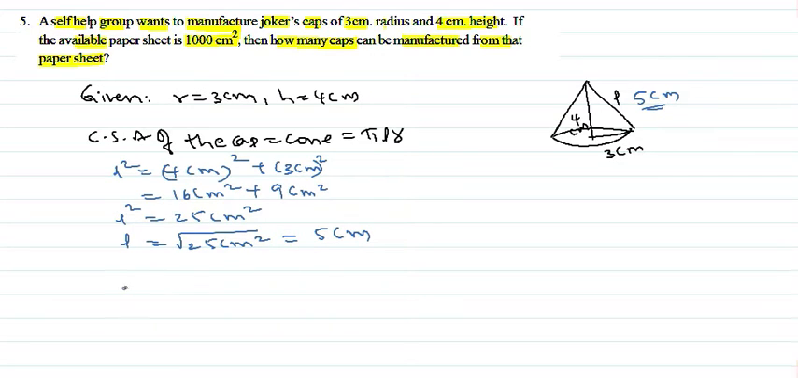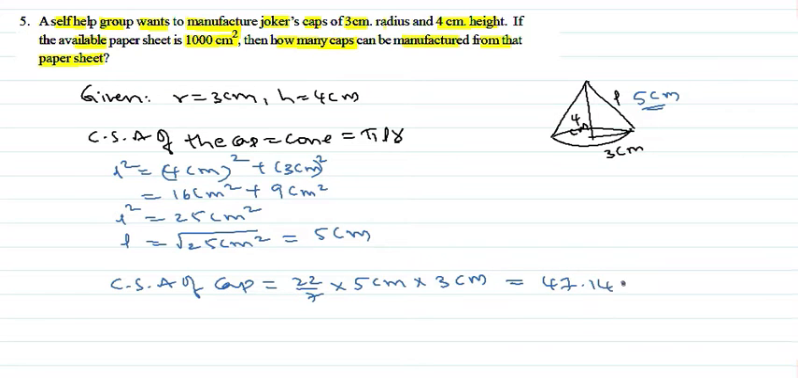Now substitute the values in this surface area of the cap, which is equal to 22 by 7 into slant height is 5 centimeter into radius is 3 centimeter. So approximately we are getting 47.14 centimeter square. But here they give a total available paper sheet is 1000 centimeter square. So we are going to calculate how many caps. So we need to divide 1000 centimeter square with 47.14 centimeter square to get the number of caps.